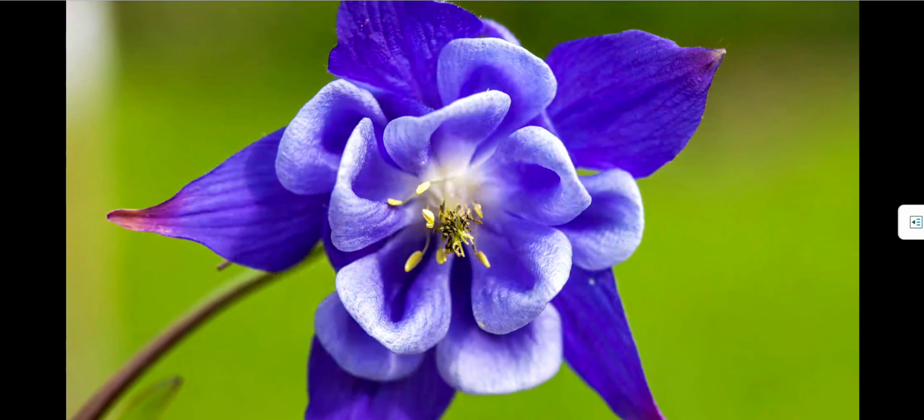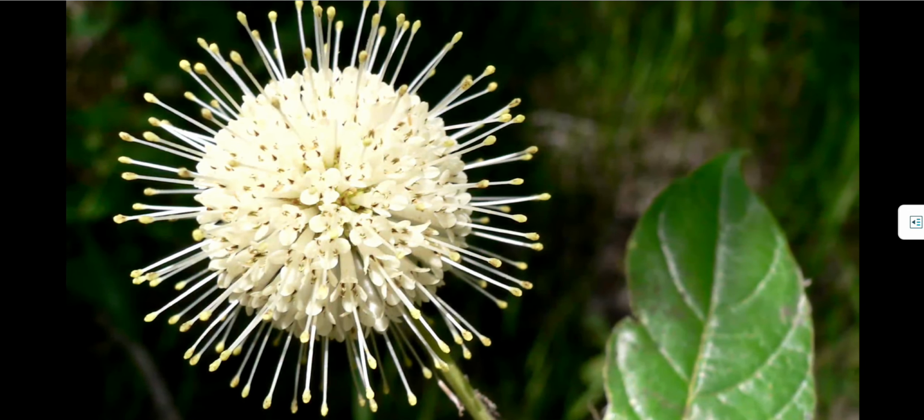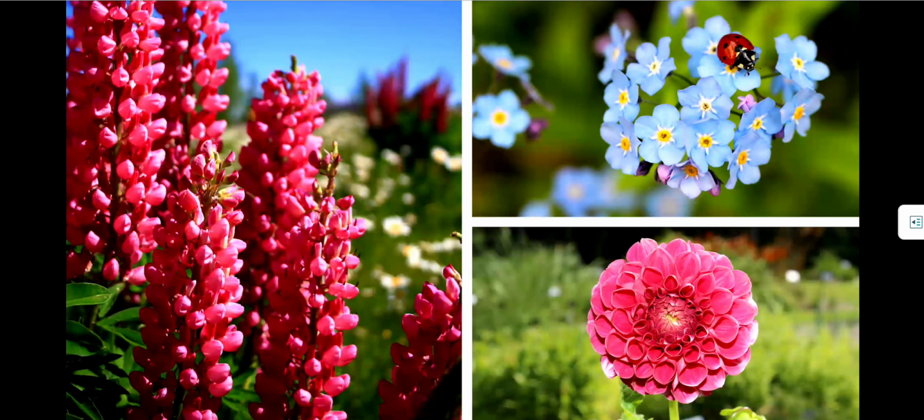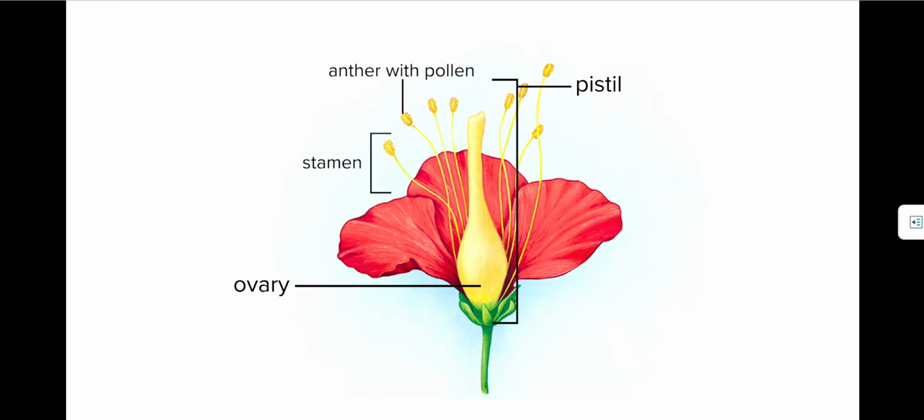Many plants also have flowers. Flowers come in many shapes and colors. They are the structure of the plant used for reproduction. Most flowers contain both male and female parts. The male part is the stamen. Pollen is produced in a part of the stamen called the anther. The female part is the pistil. The eggs are produced in a part of the pistil called the ovary.